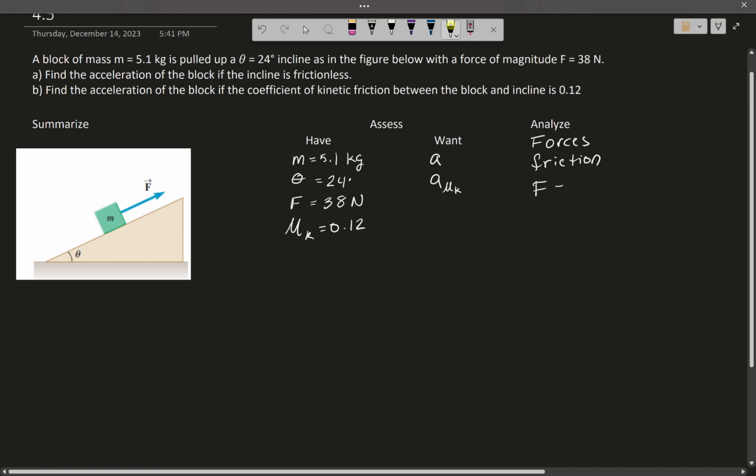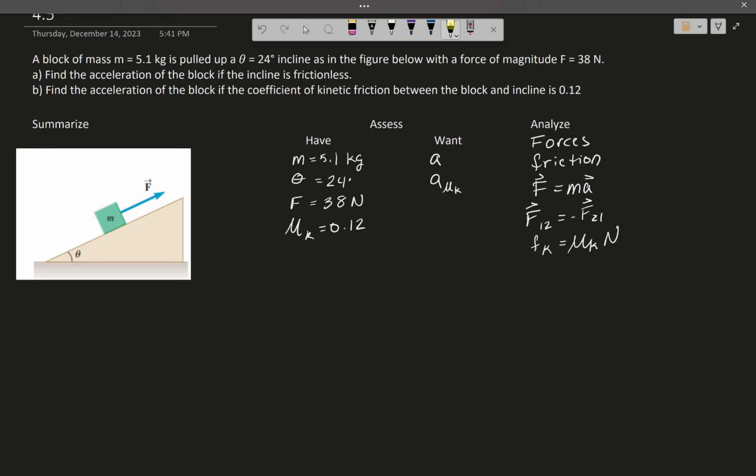So I need to list off force is equal to mass times acceleration. This is Newton's second. I need my equal and opposite forces, Newton's third, and then I'm also going to include the equation for kinetic friction here. So once I have this listed, I need to draw my force diagram.